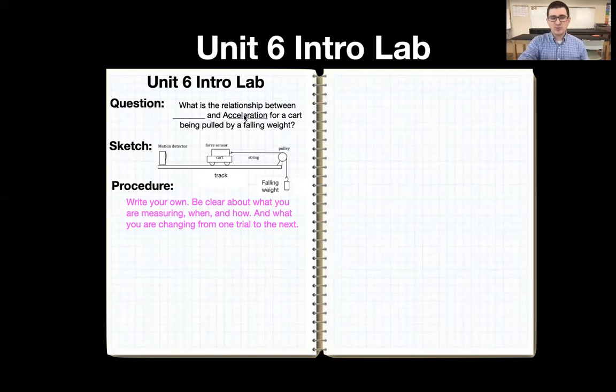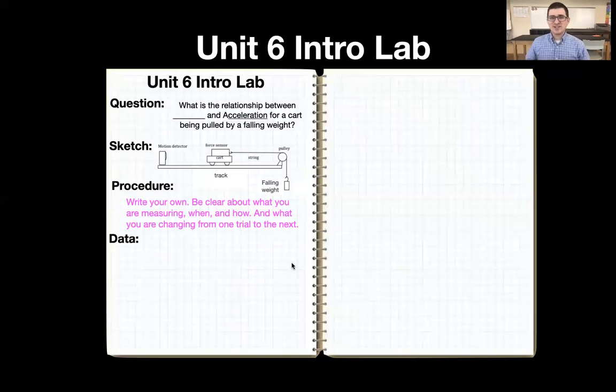So for example, all of the groups have to measure acceleration, and I'll give you a big hint. It has to do with the motion detector. So what can the motion detector tell us that will allow us to measure the acceleration? And also, what are we changing from one trial to the next? So option A, you're going to be changing the mass. Option B, you're going to be changing the force applied. And just to be clear, this falling weight is the thing that's applying the force to the car. So you're going to change how heavy the falling weight is. So be clear about what you're measuring, when and how, and what you're changing from one trial to the next.